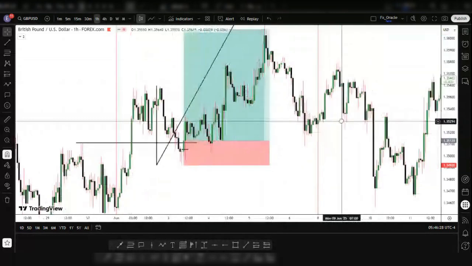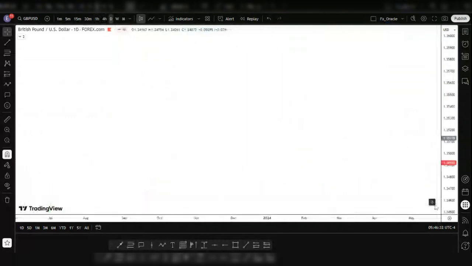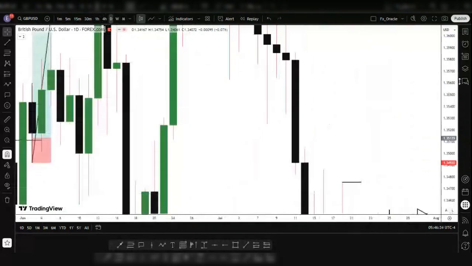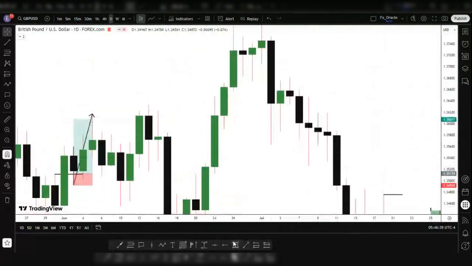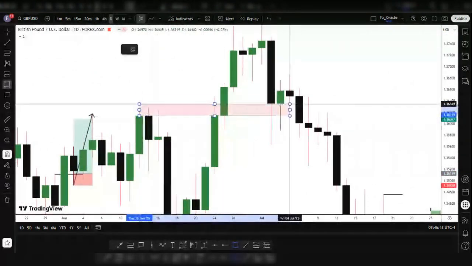So now let me show you a scenario where the momentum candle was formed and it failed. Let's look at this. All right. Now this was our next support level here.